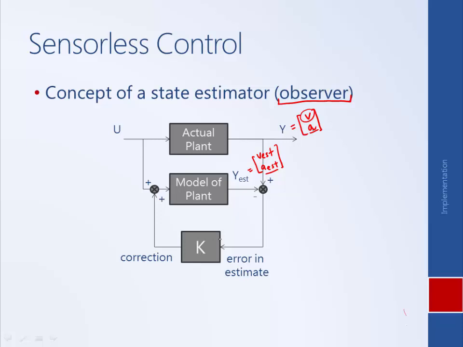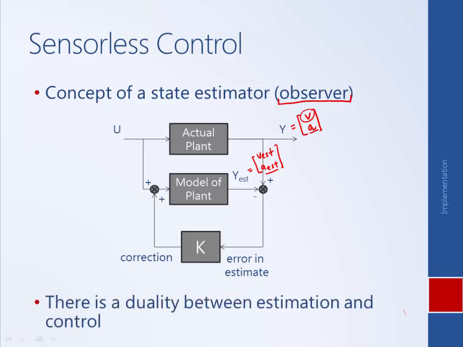And here we have some estimator gain, observer gain, that we can tune in order to get a certain level of performance, a certain speed of response in our estimate, overshoot, things like that. And so you can see that there's a real duality between how you do estimation and how we did control. We have a gain that we're trying to design, and we're trying to get some sort of dynamic performance.